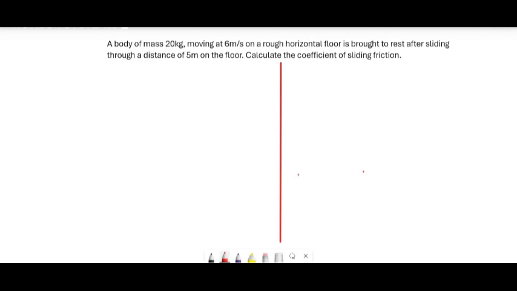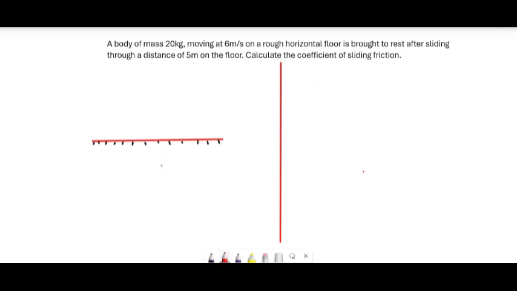Right. For this question, the question says a body of mass 20 kg moving at 6 meters per second on a rough horizontal floor is brought to rest after sliding through a distance of 5 meters on the floor. Calculate the coefficient of sliding friction. So to solve that, this is a horizontal floor, but it's actually a rough horizontal floor. So I would represent the roughness with this, right? This, and this. That's correct.